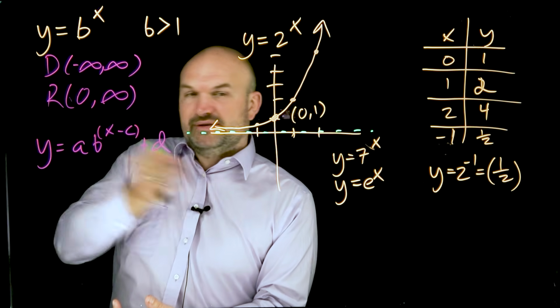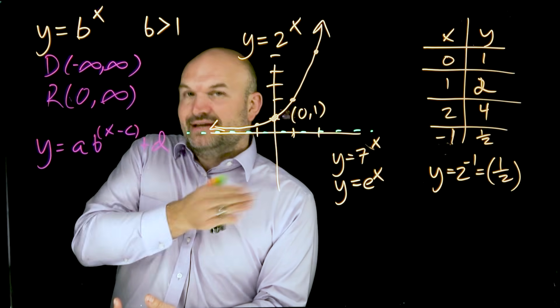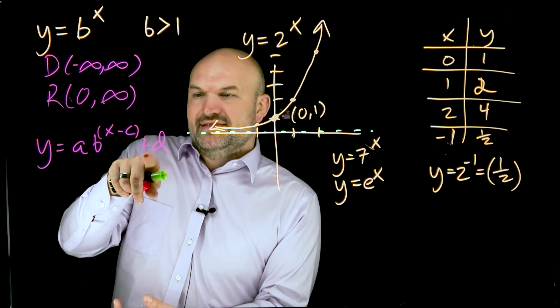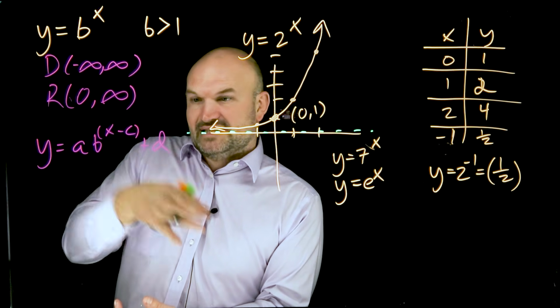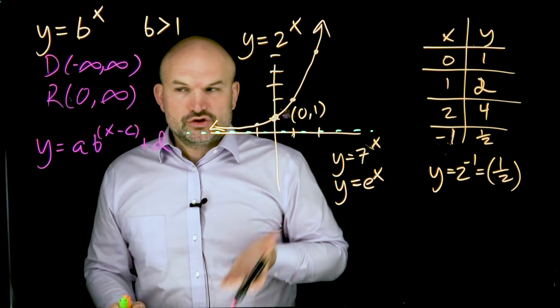So the x minus c, or the c, is going to represent your shift left to right. And this plus d is outside of the exponent, so that's outside of the function. That's going to be your vertical shift up and down.